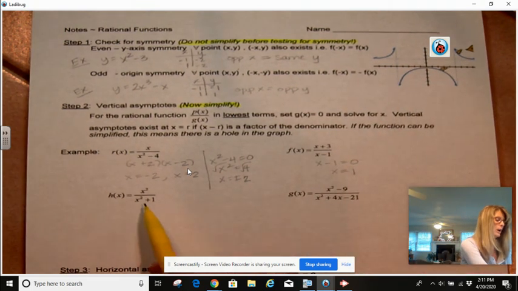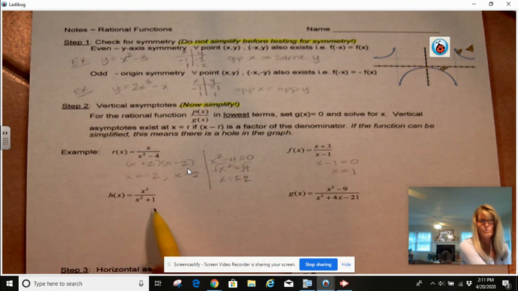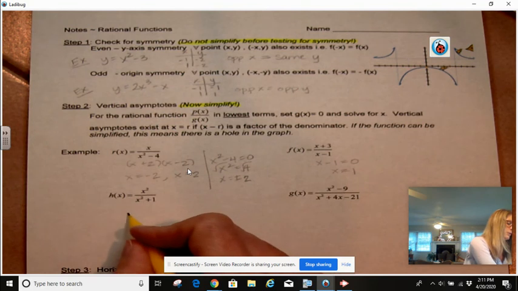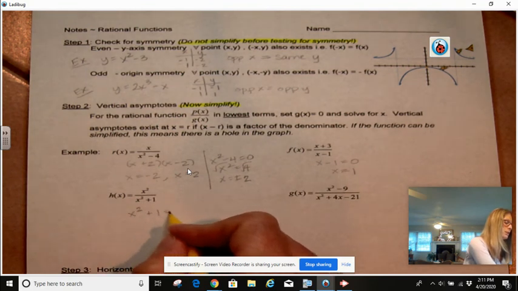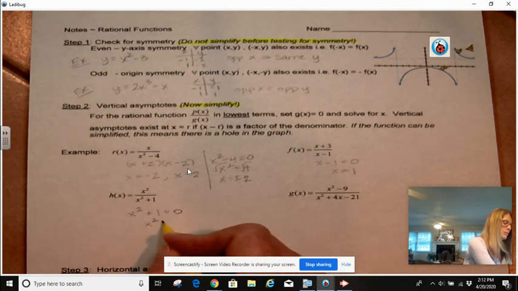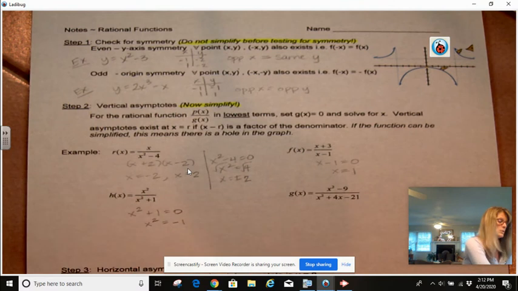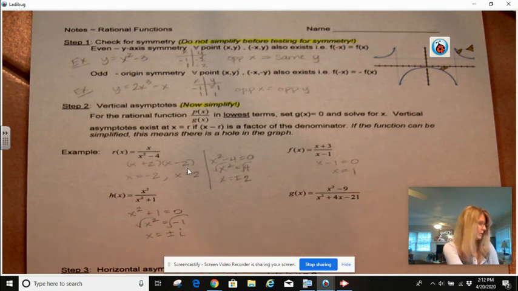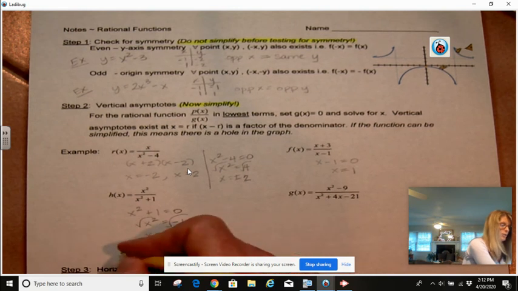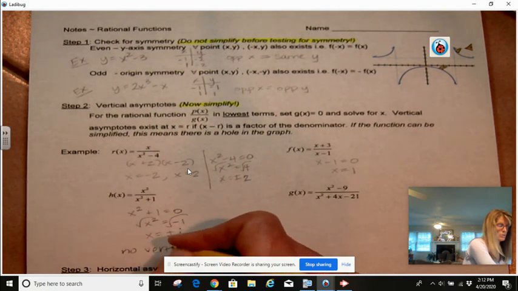The next one, you cannot factor x squared plus 1. There is no sum of squares. So when we set the denominator equal to 0, and we isolate the square term, and you need to take the square root of both sides, you get x equals plus or minus the square root of -1, which is the imaginary unit i. So that just means there are no vertical asymptotes here.